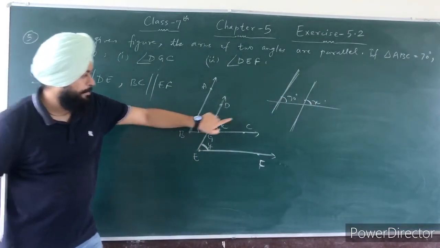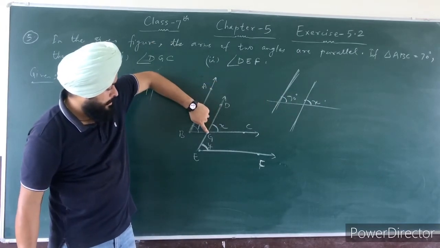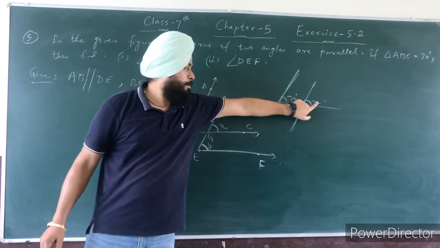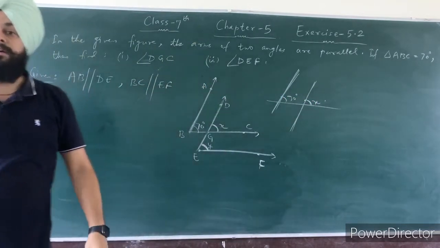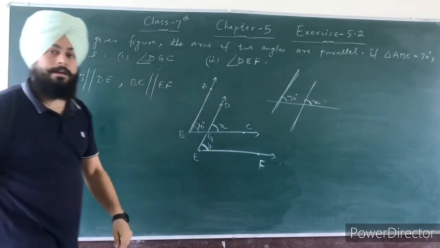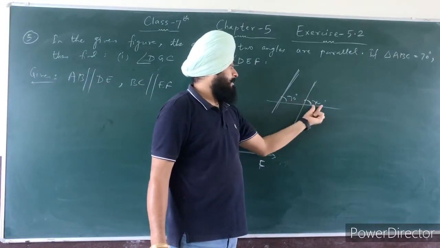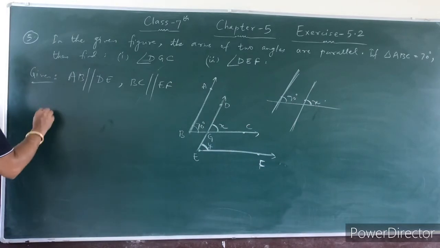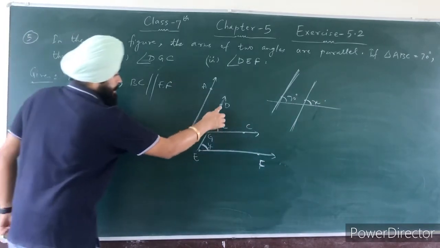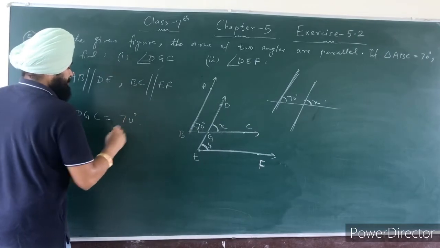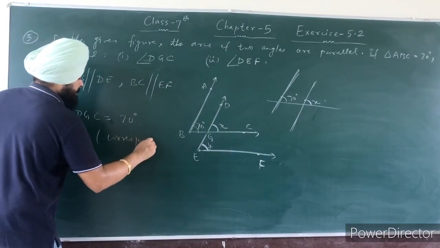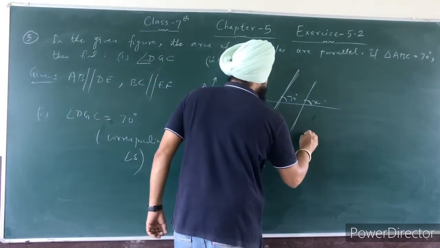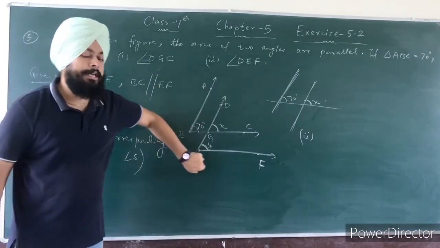So the measure of this angle P is 70 degree. We have to find measure of angle, this one, G. So x and 70 degree, both of these angles are what? They are corresponding angles. So measure of corresponding angles are equal. Okay? So value of x is 70 degree. So the first part, angle DGC, this one, is of measure 70 degree. The reason is here. Corresponding angles are equal.